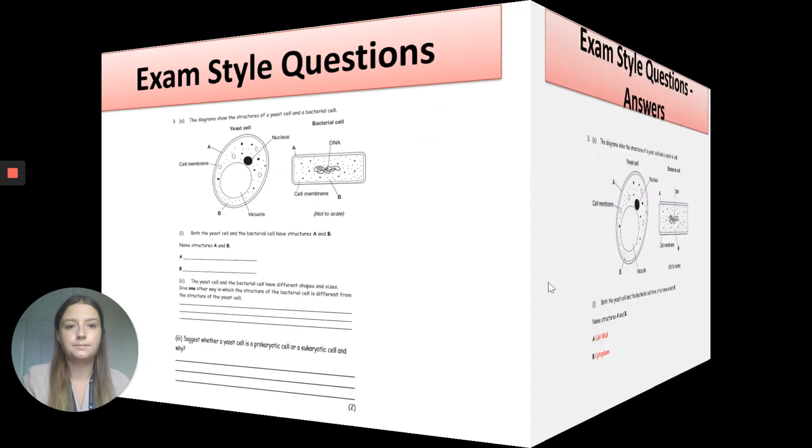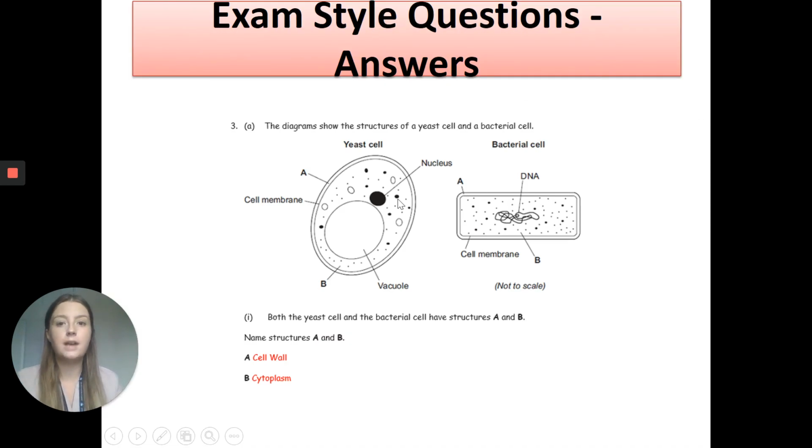Okay, right, so I've zoomed in a little bit on this question. Now, if you weren't sure about what a yeast cell was, earlier on I said that it's a fungus, but if you didn't know that, you could look at this diagram. The one thing that makes it clear that the yeast cell must be eukaryotic is the fact that there's a nucleus. And then we've got our bacterial cell, which doesn't have a nucleus. So both the yeast cell and bacterial cells have structures A and B. So these are the things they have in common. Name structures A and B.